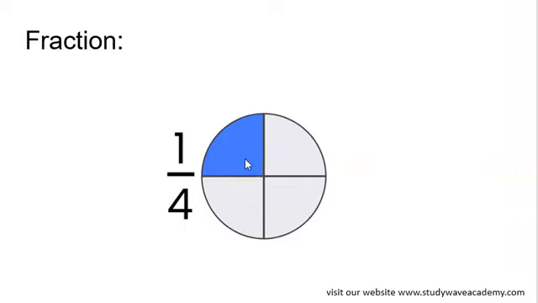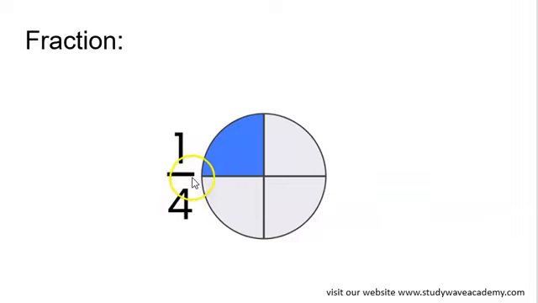Remember, the numerator is the upper number and it represents the shaded part, right? So our shaded part is just 1. And our circle is divided into 4. So we have 1 over 4. The shaded part here is 1, and the circle is divided into 1, 2, 3, 4. So we have here 1 over 4.